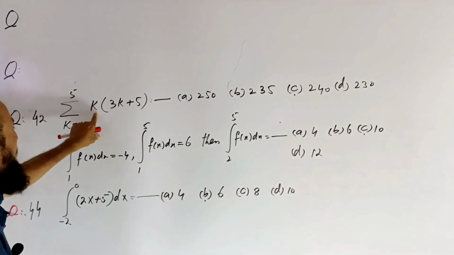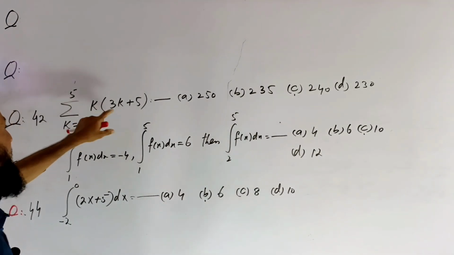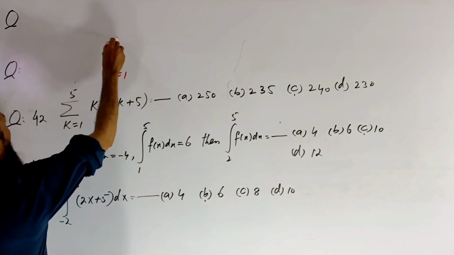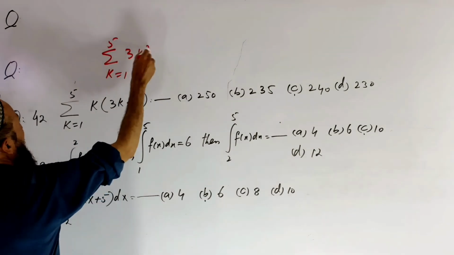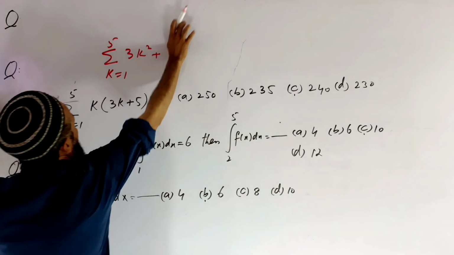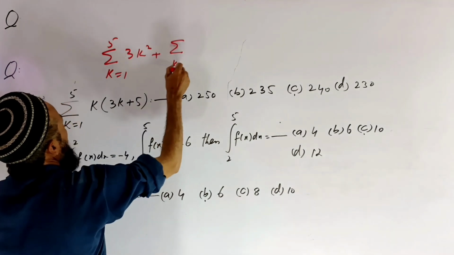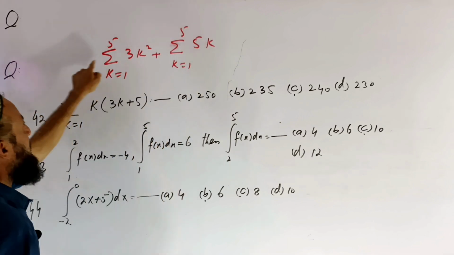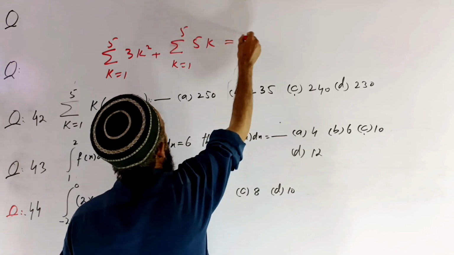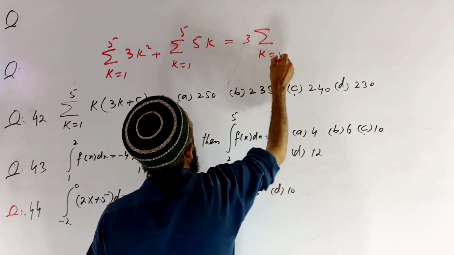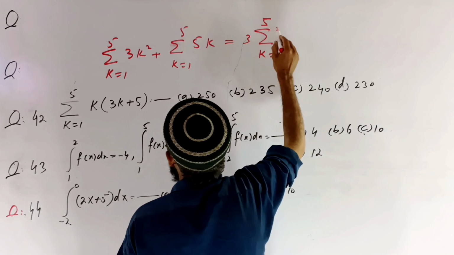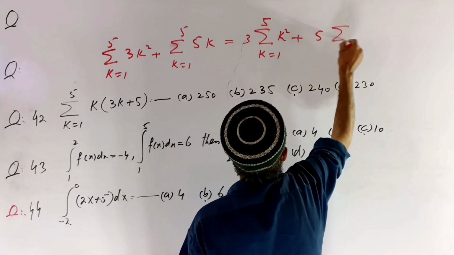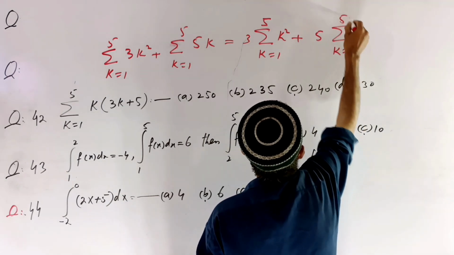K into 3. First of all, we multiply both terms by k. So we can write summation k = 1 up to 5 of 3k² plus 5k. Now here 3 is a constant value. We take it outside the summation: 3 summation k = 1 up to 5 of k², and 5 is also constant. We take 5 out of the summation, leaving k.